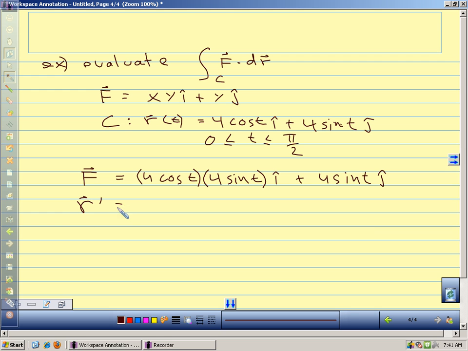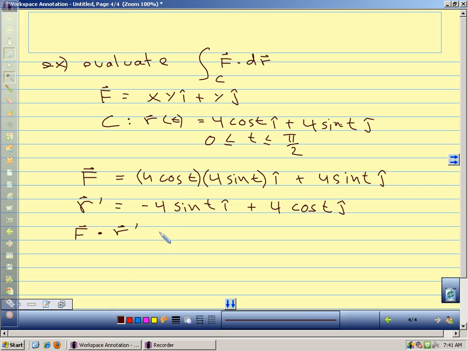R prime, I'm going to take the derivative of the parametric equations of our curve. So R prime is minus 4 sine t i plus 4 cosine t j. And F dot R prime, that's what my integrand is going to be.